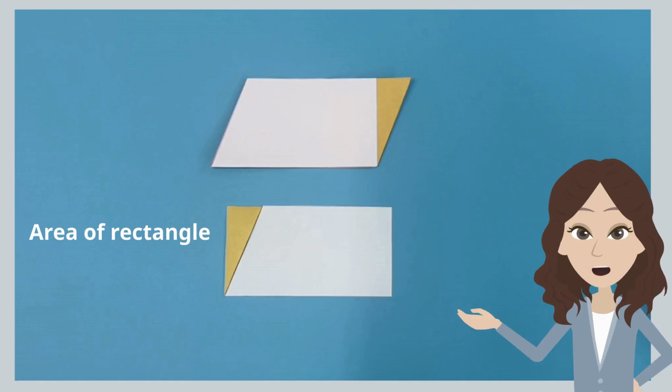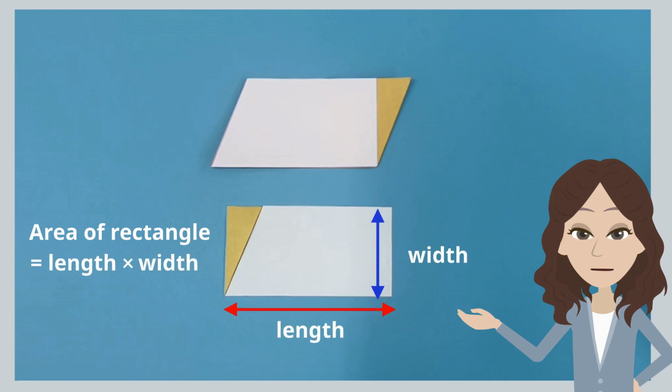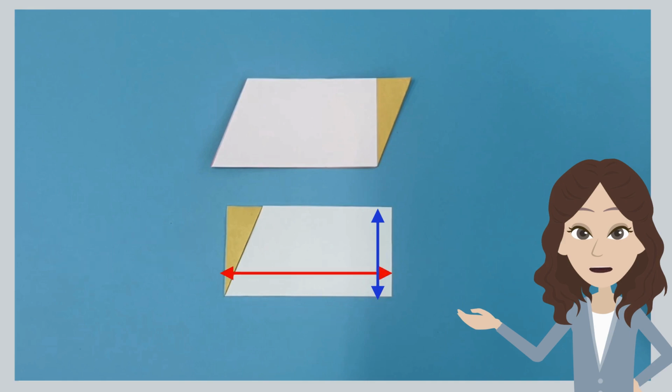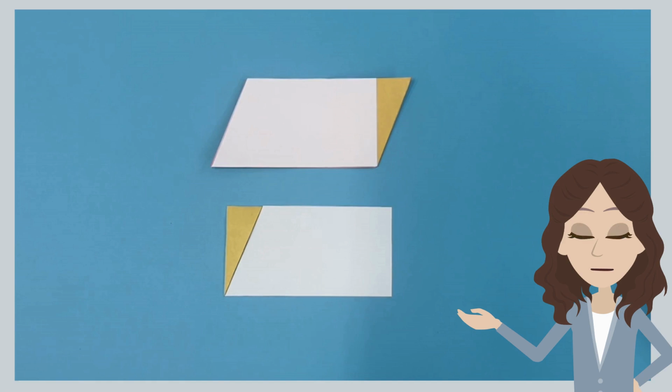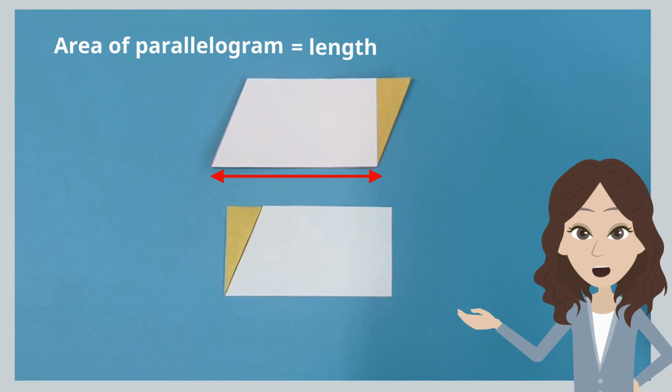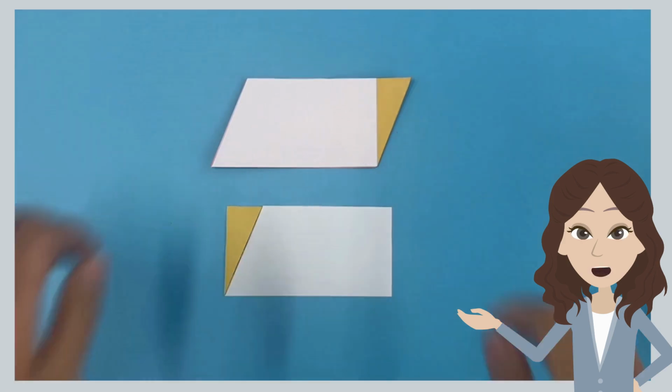To find the area of a rectangle, we multiply its length by its width. Observe that the red arrow is equal to the length of the parallelogram, and the blue arrow is equal to the height of the parallelogram. So, to find the area of a parallelogram, we multiply its length with its height. Now, let us look at the next quadrilateral.